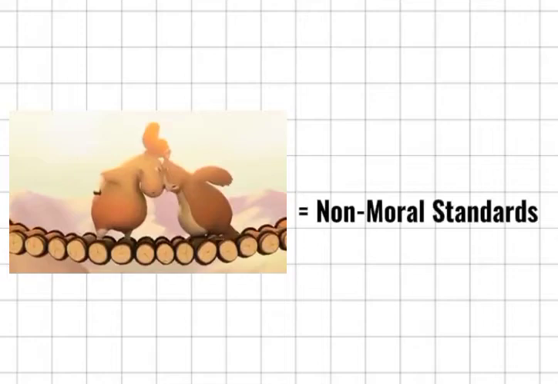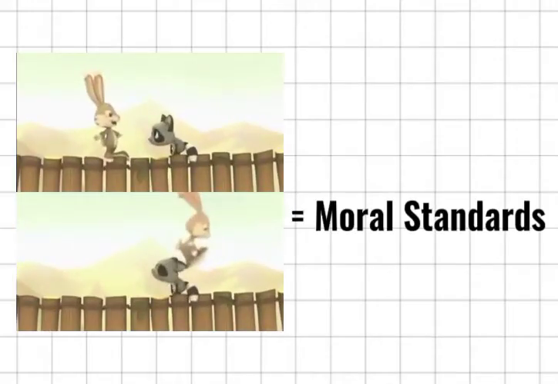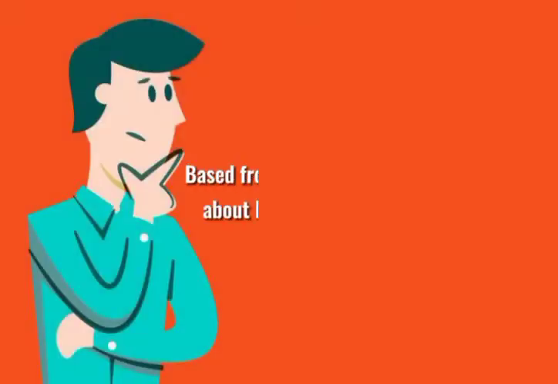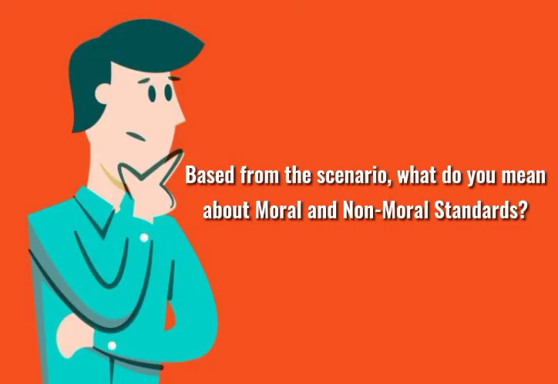The video shows that the two big animals signify the non-moral standards, wherein both of them have their own beliefs that cause conflict to each other. On the other hand, the two little animals signify the moral standards, wherein they follow the general rules of all by sharing the bridge with each other. Based on the scenario, what do we mean by moral and non-moral standards?